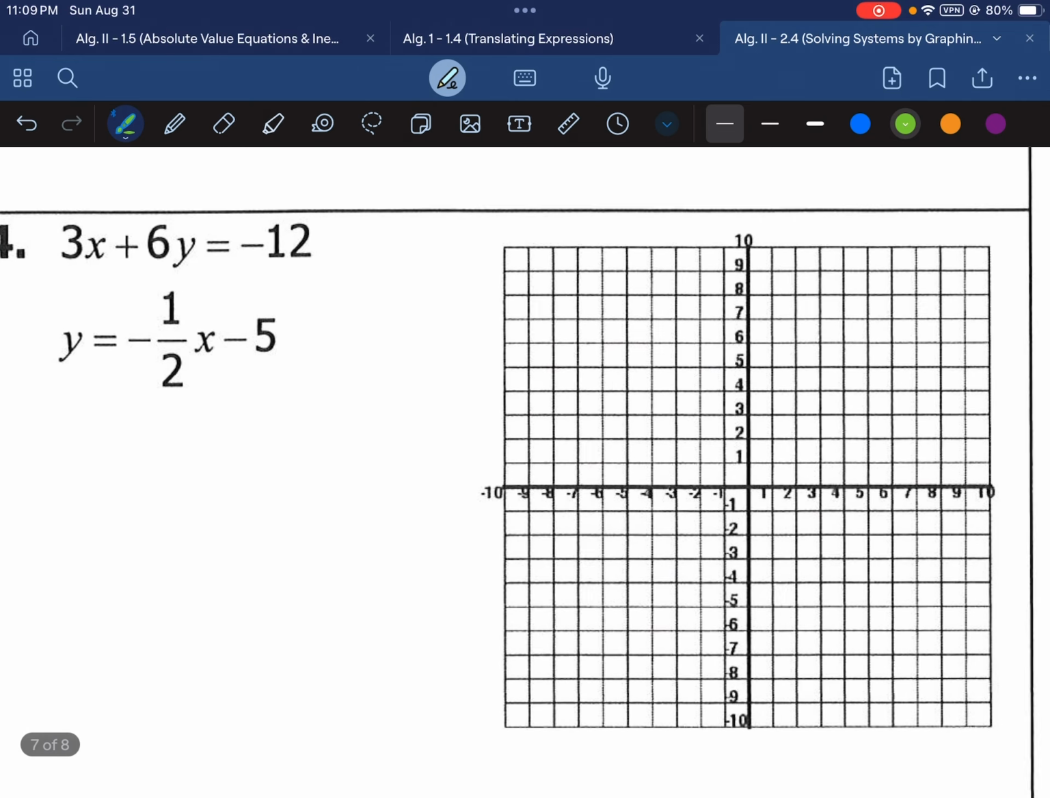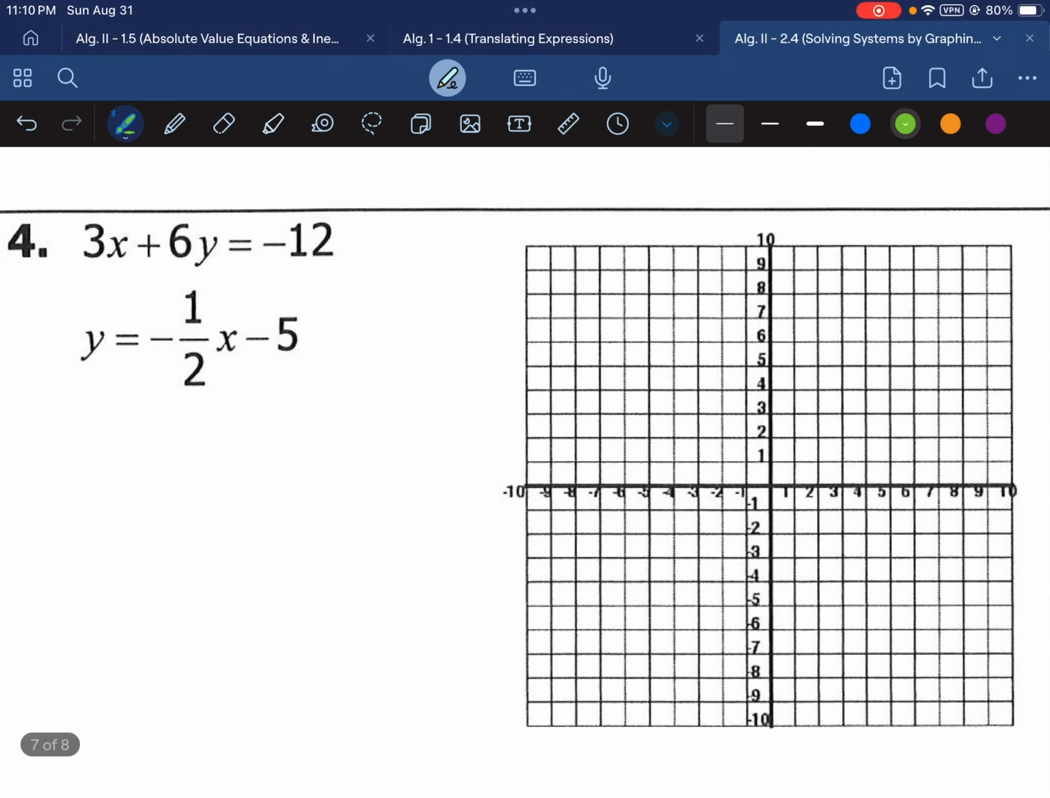Moving on to number 4 here. The top equation needs solved for y, but the bottom equation already is there. So the top equation, I'm going to subtract 3x and get 6y is equal to negative 3x minus 12. And then dividing everything by 6 yields y equals negative 1/2 x minus 2. So the slope is negative 1/2, and the b is negative 2. I'm going to graph that by starting at negative 2, or 2 down, and going up 1, left 2, up 1, left 2, and down 1, right 2.